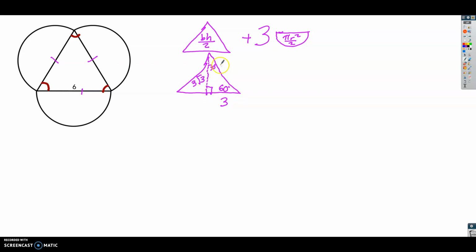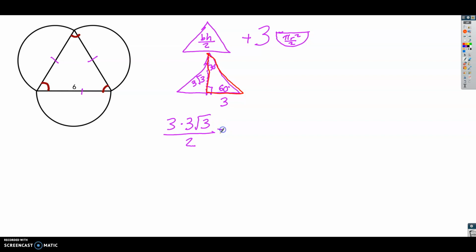So I want to find the area of this triangle. So that's going to be base times height. So my base is 3. And actually, let me highlight the area of the triangle that I'm looking at. So I want to find the area of this triangle right here, the one that I'm outlining in red, divided by 2.